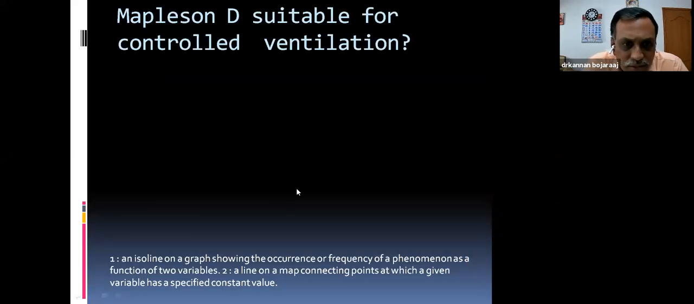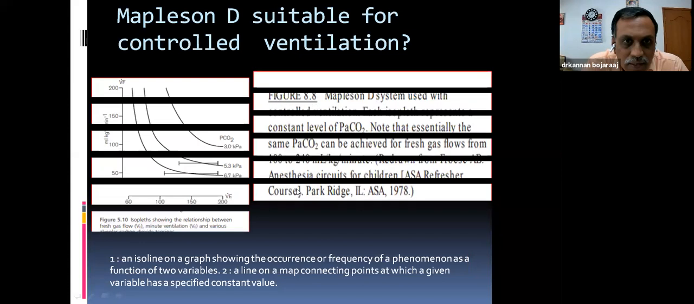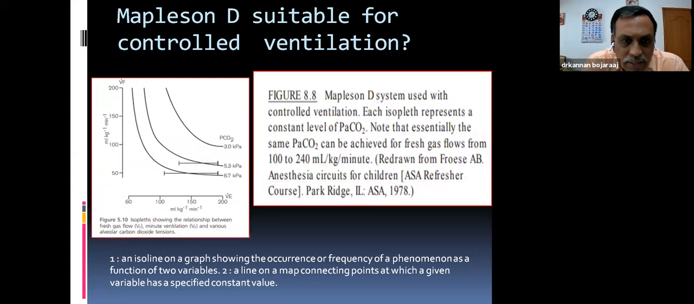What is this? So here, this histogram, isopleths are there. Isopleth means showing the occurrence of this. See these curves. These are all studied with the Bain circuit.